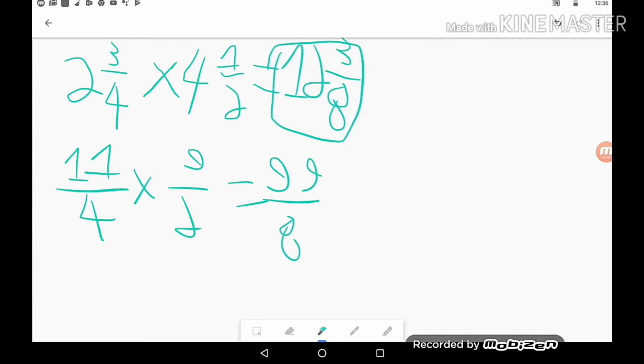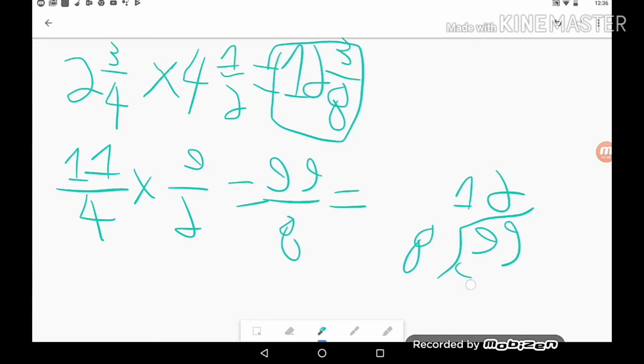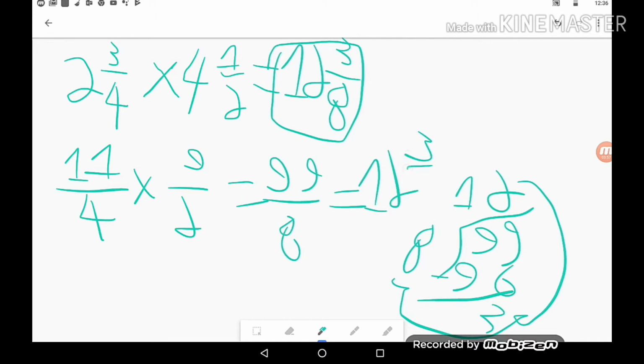And of course you have to go further. You can just go ahead and do this with the house. 8 goes into 99 12 times. 96, remainder 3, and it goes in this order. 12 and 3/8. Simple, huh? Alright, let's try one more example.